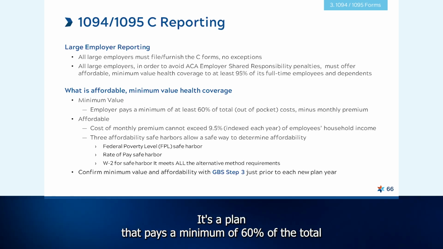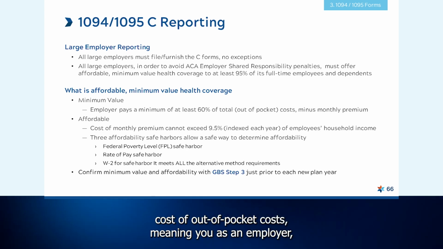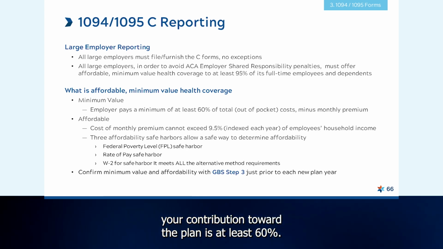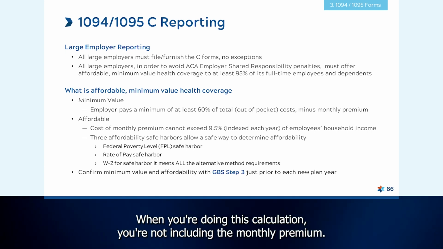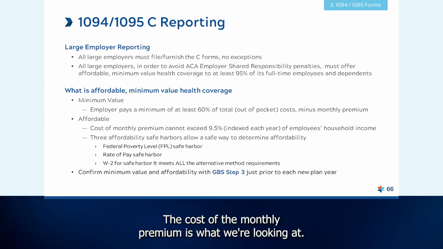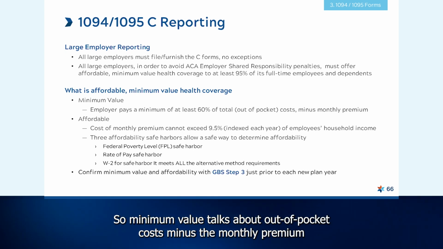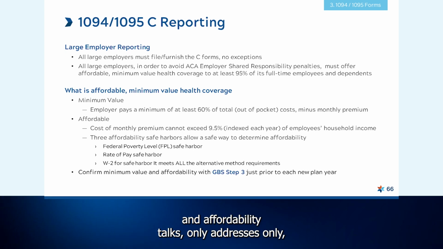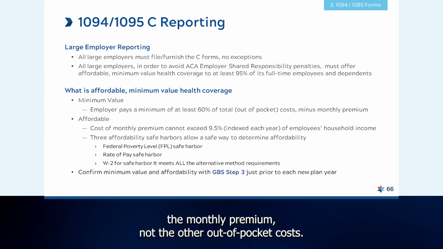Minimum value is a plan that pays a minimum of 60% of the total cost, out-of-pocket costs, meaning your contribution as an employer toward the plan is at least 60%. When you're doing this calculation, you're not including the monthly premium. On affordability, the cost of the monthly premium is what we're looking at. So minimum value talks about out-of-pocket costs minus the monthly premium, and affordability addresses only the monthly premium, not the other out-of-pocket costs.